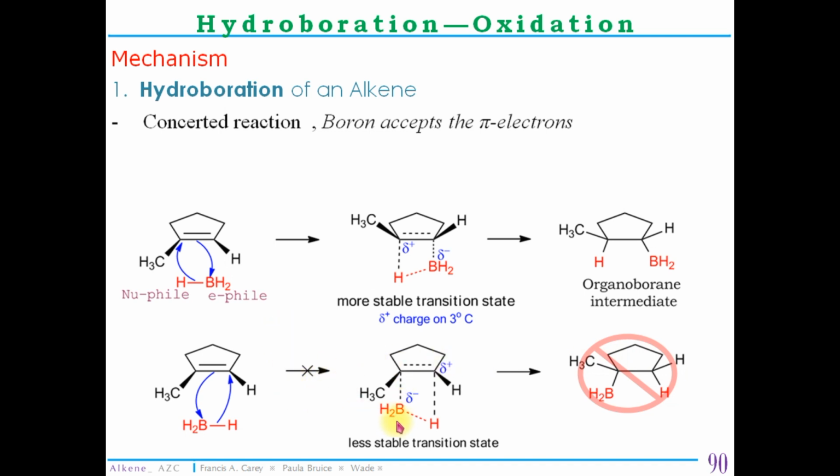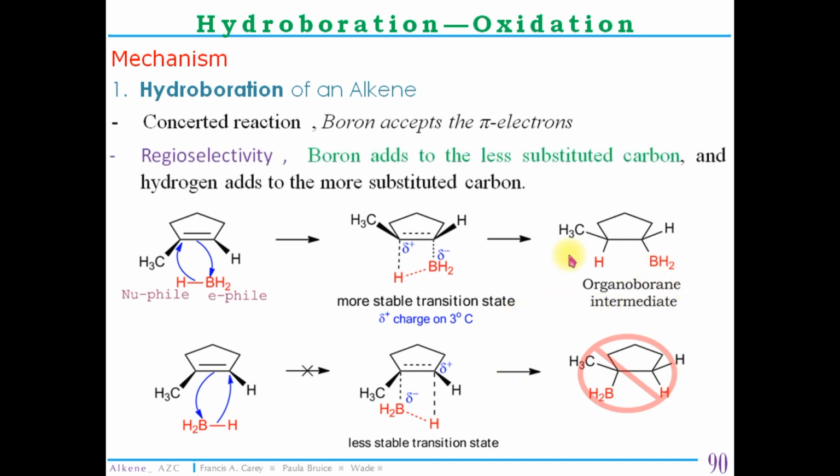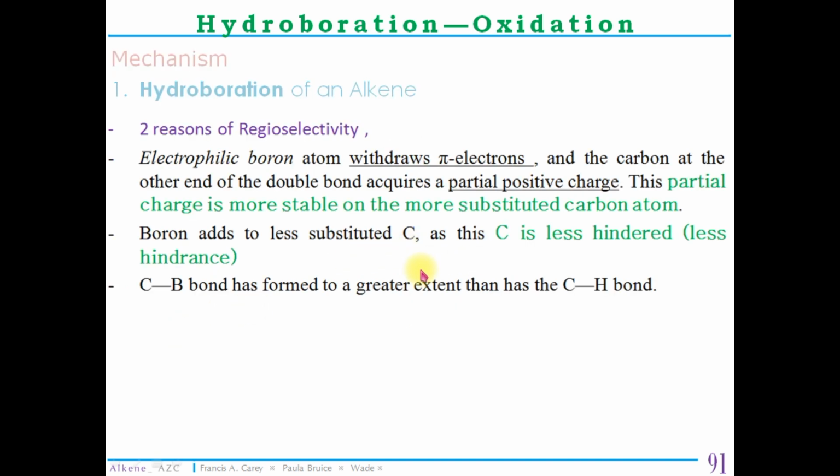So this second chance is not observed in hydroboration oxidation, and we only get this product. We can see regioselectivity. Boron adds to the less substituted carbon and hydrogen adds to the more substituted carbon. Here is the explanation of our previous slide.